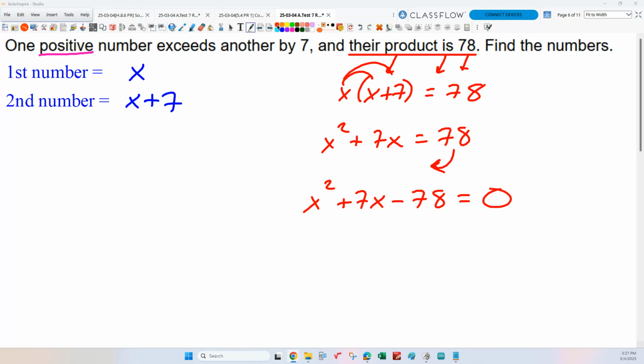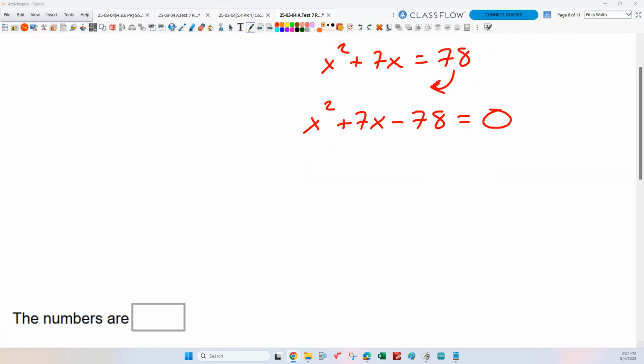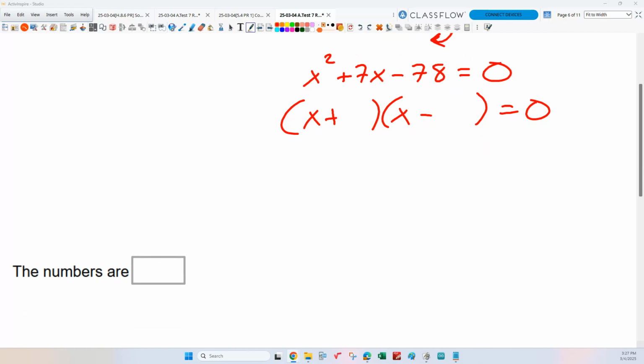So now I've got it in standard form. What do I have to do to the left side? Got to factor it, don't I? And it's a basic trinomial, so it's going to factor easily or it's not going to factor at all. Okay, those have to be x's. If my magic numbers multiply to negative 78 and add to 7, what are the signs? Positive and negative, right?